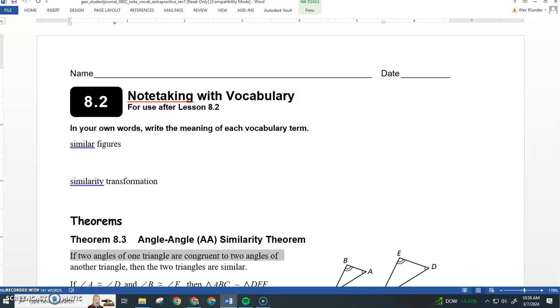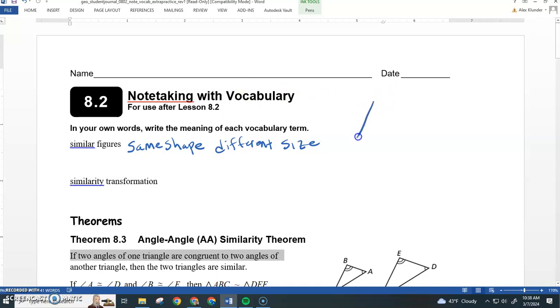Similar figures are same in shape, but they're often different in size. So we'll write that down. They're the same in shape, but different in size. If two shapes were the same size, we would call those congruent. That's one of the main things that we have to be really careful about when we're looking at this new section. And really, it's the entire chapter 8. Similarity is very different from congruence.